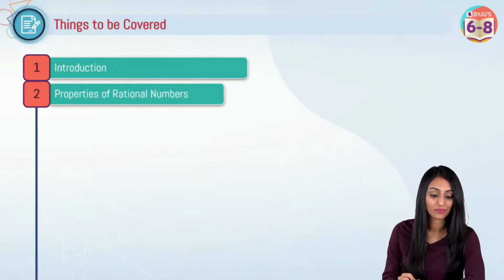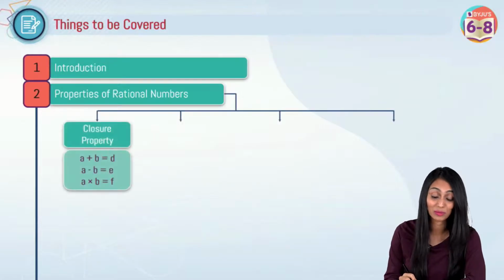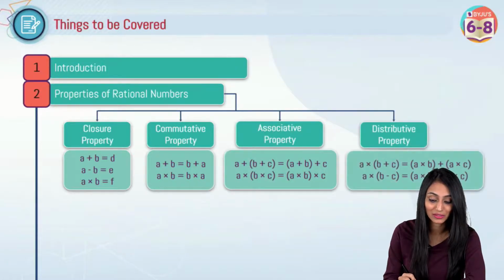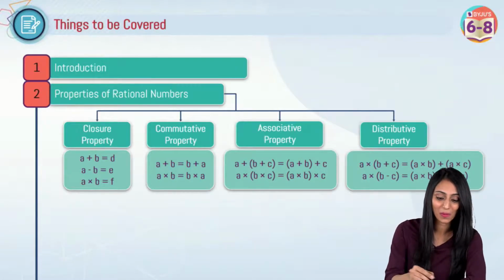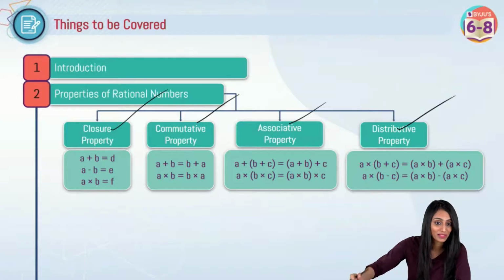Next we have properties of rational numbers. So we'll be talking about properties. This is very important. We will be talking about closure property. We have commutative property. We have associative property and distributive property. Yes. So all these properties are very important. So why do we need to learn properties? Because they make the calculation a lot simpler, right?